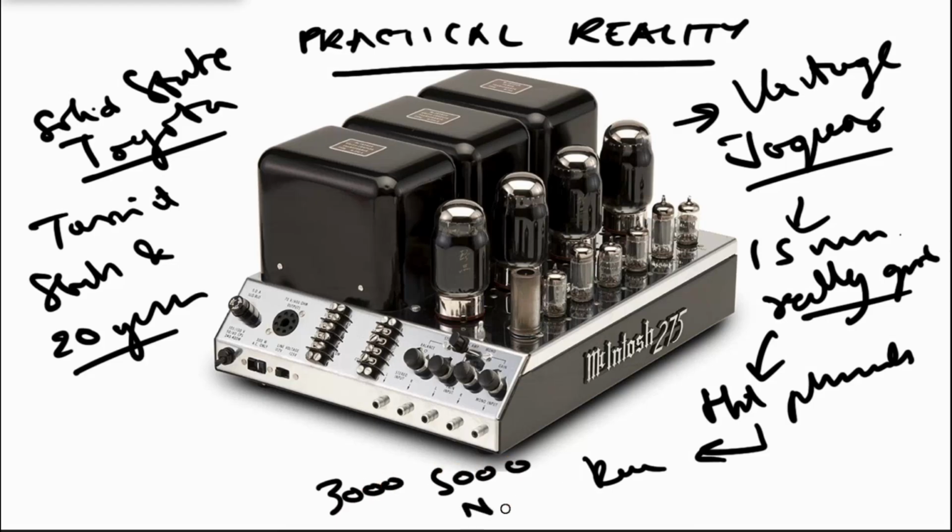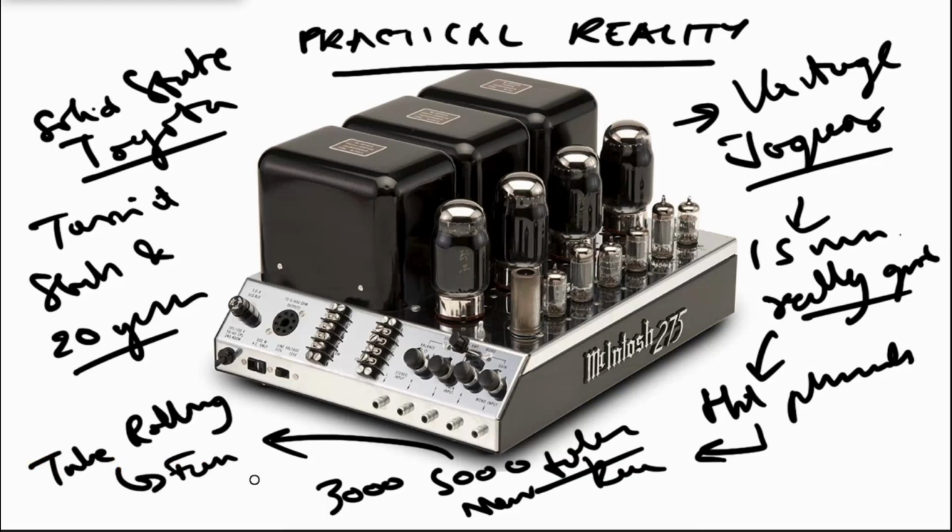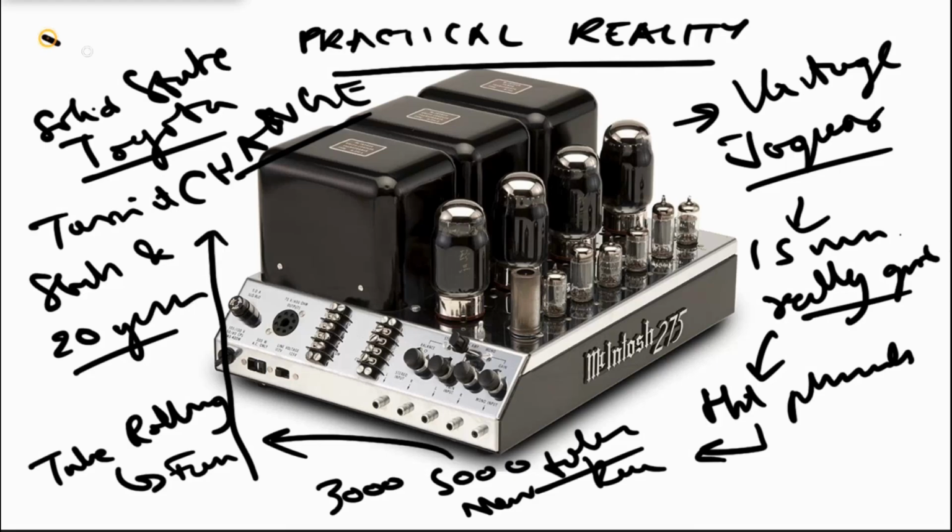But this is also interesting for those who do this. It's called tube rolling, and it's fun and interesting. You can actually change the sound of the amp just by swapping the bulb, and you can't do that with a chip. So this is the practical real-world comparison between a solid state and a tube. A Toyota and a vintage Jaguar.